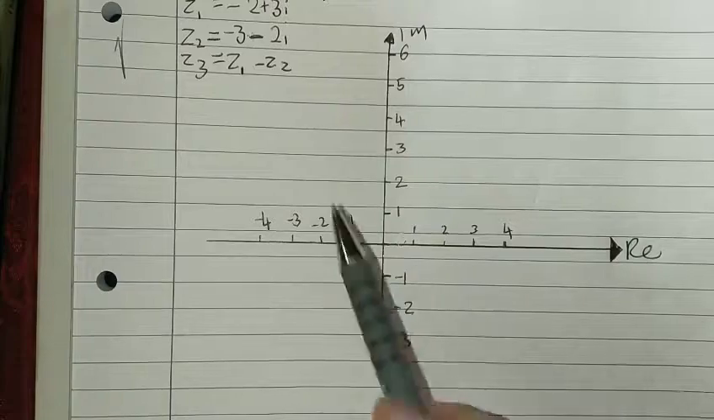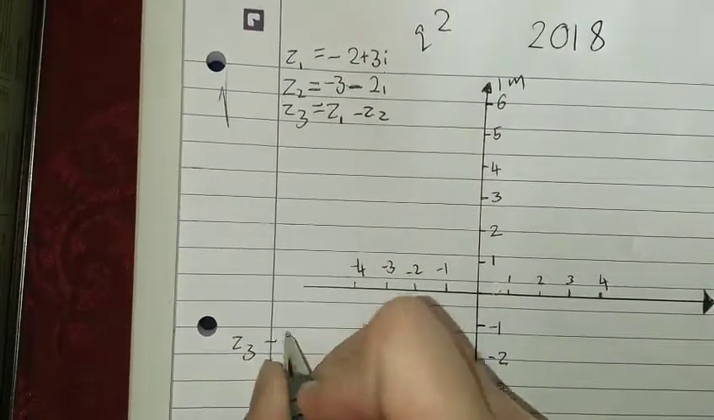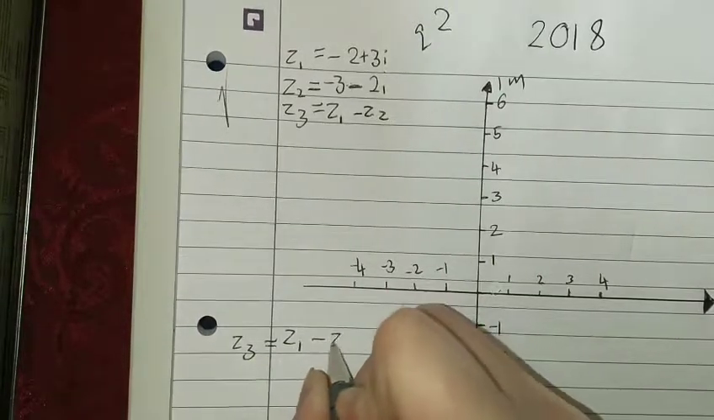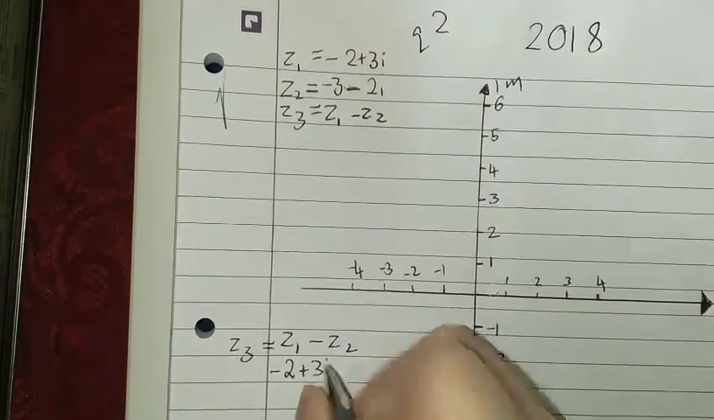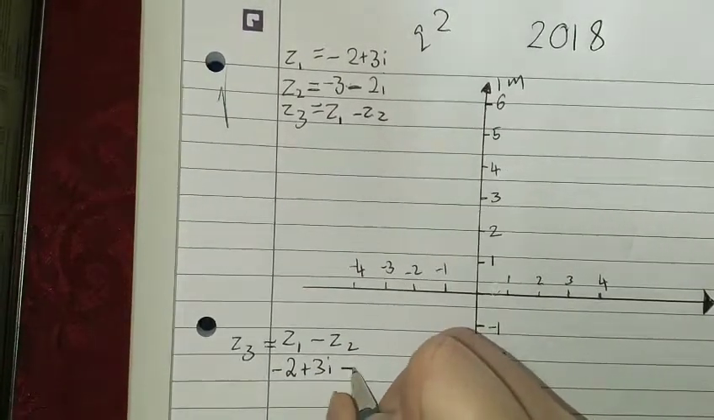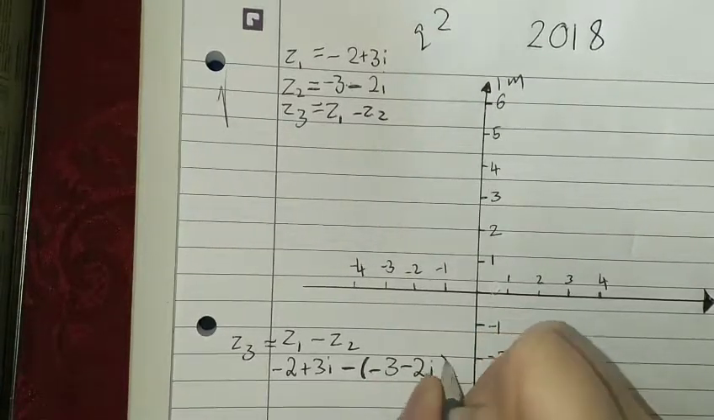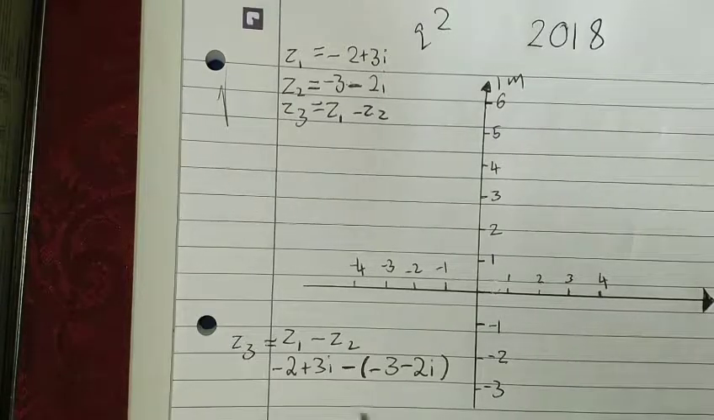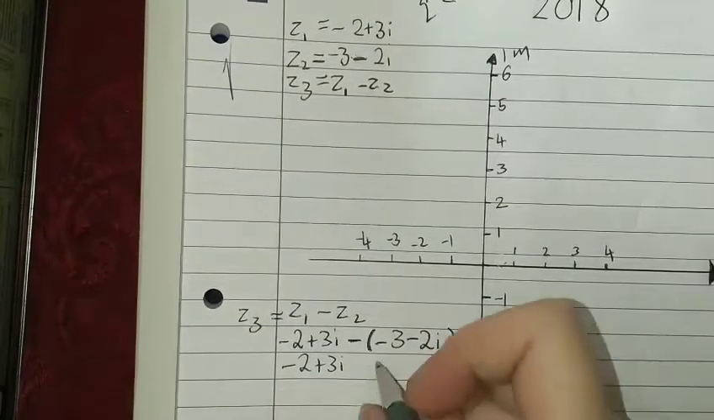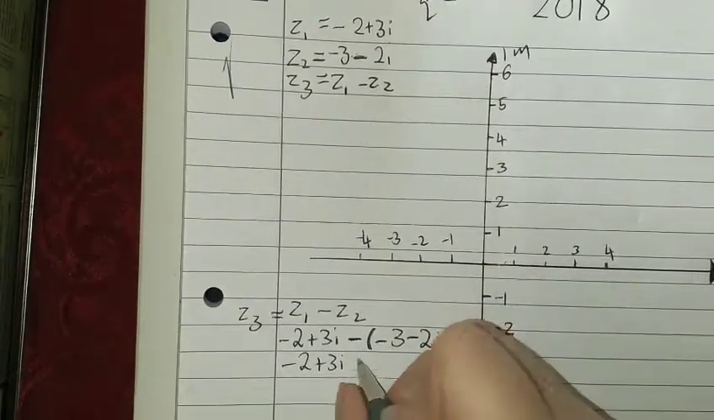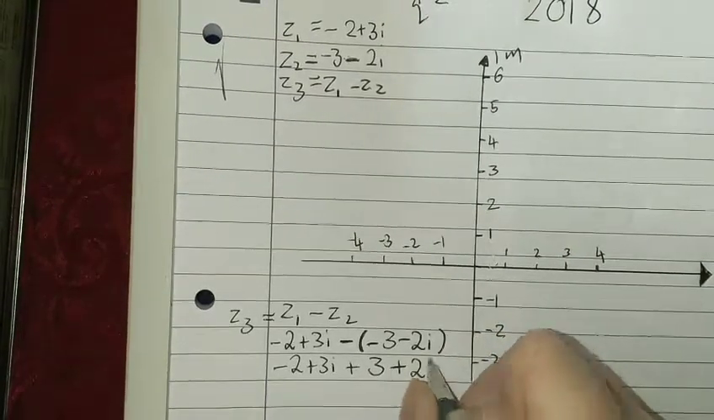But I think the first thing we should do is work out what Z3 is. So Z3 is Z1 minus Z2. Z1 is minus 2 plus 3i, and that's minus Z2, so minus (3 minus 2i). We have to minus everything in our second bracket, so the first will just stay the same, and minus 3 will be plus 3... wait, minus 3 becomes minus 3, and minus minus 2i will be plus 2i.